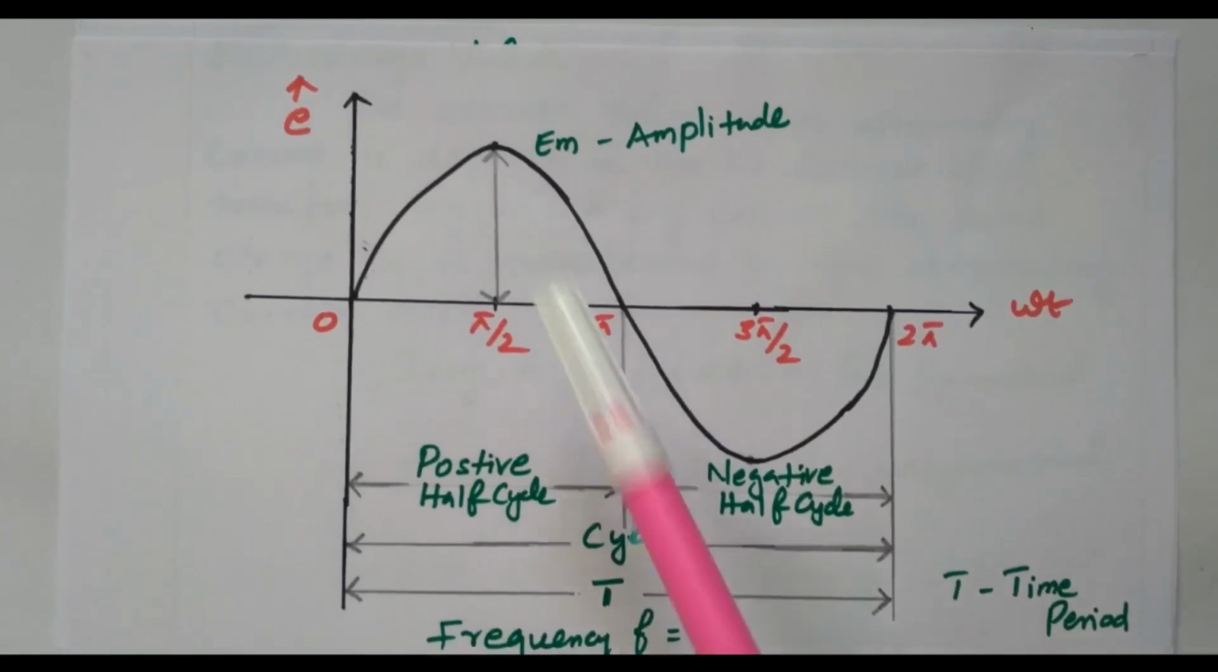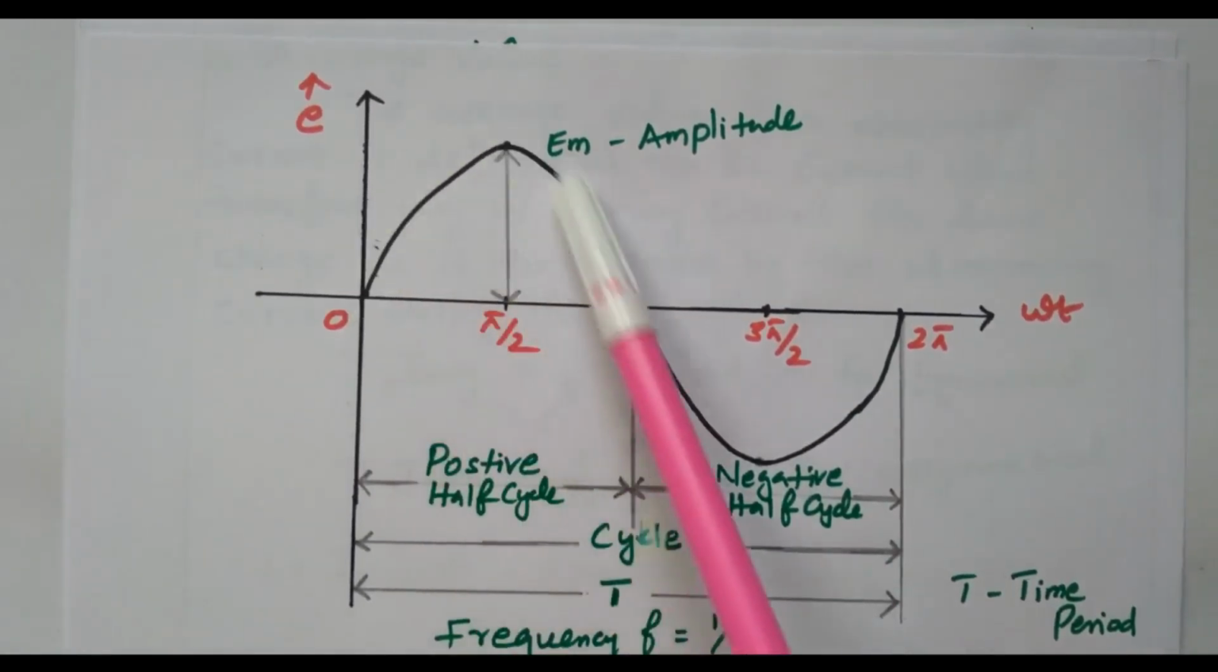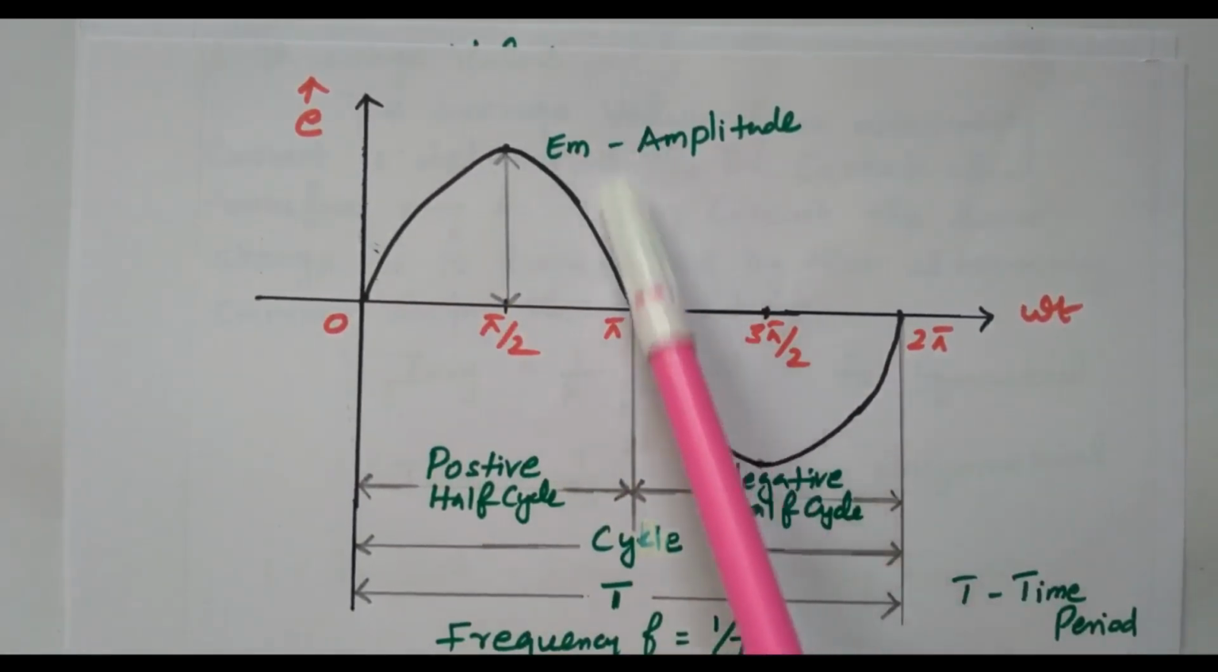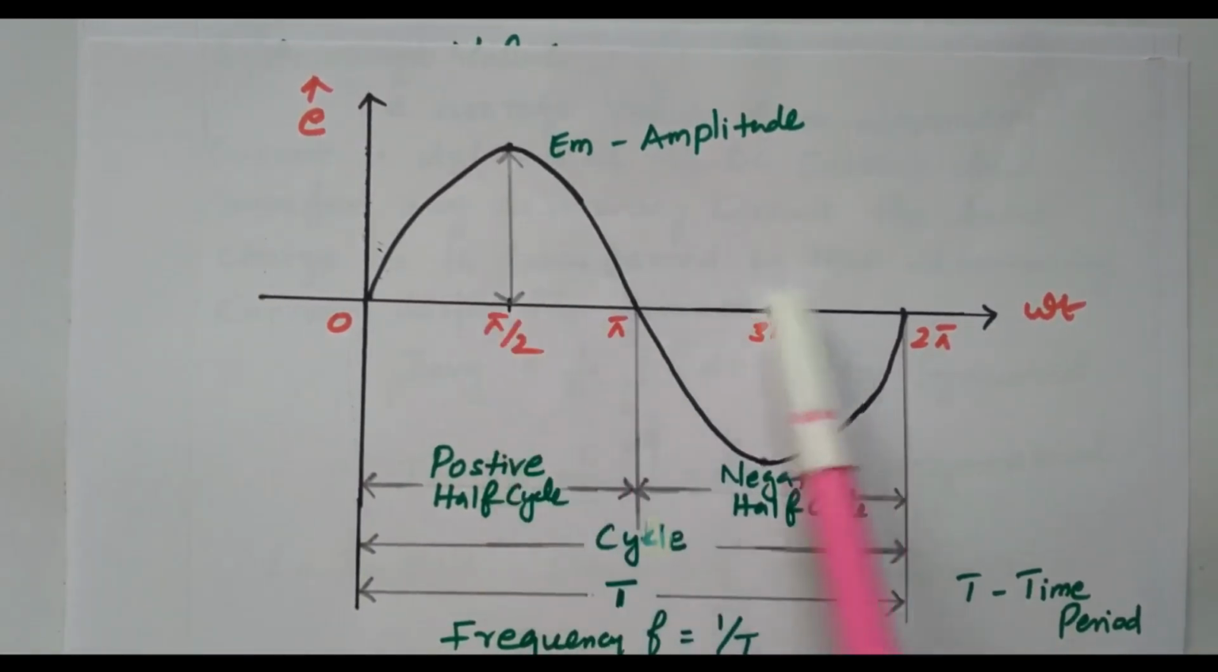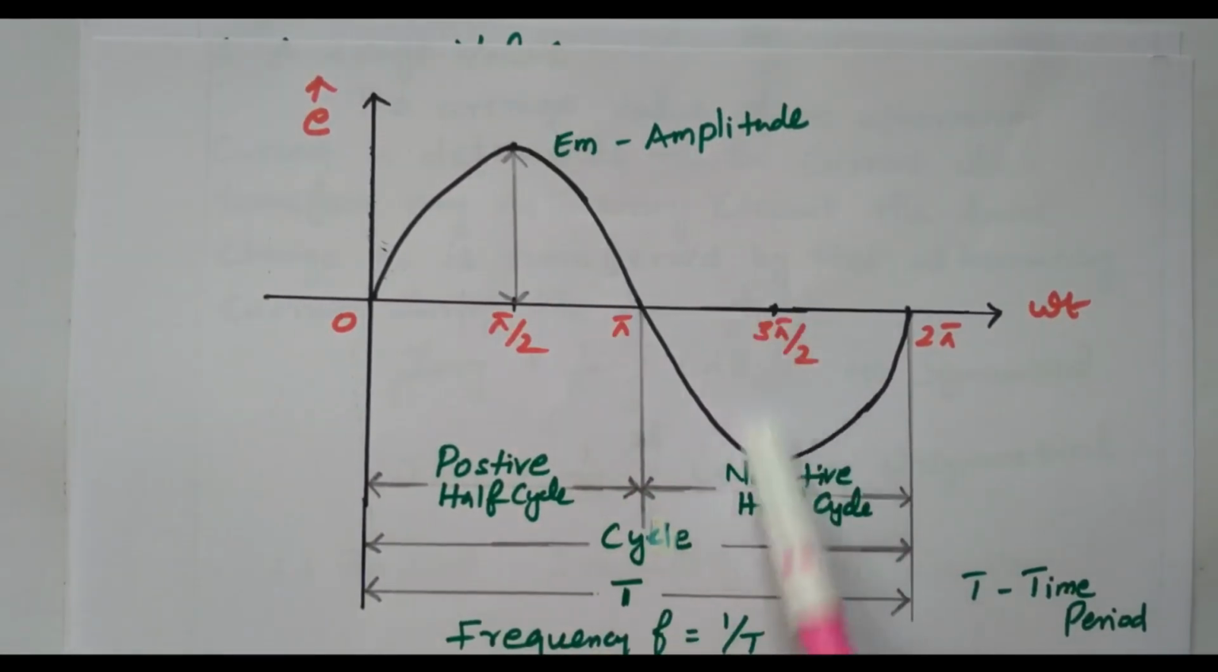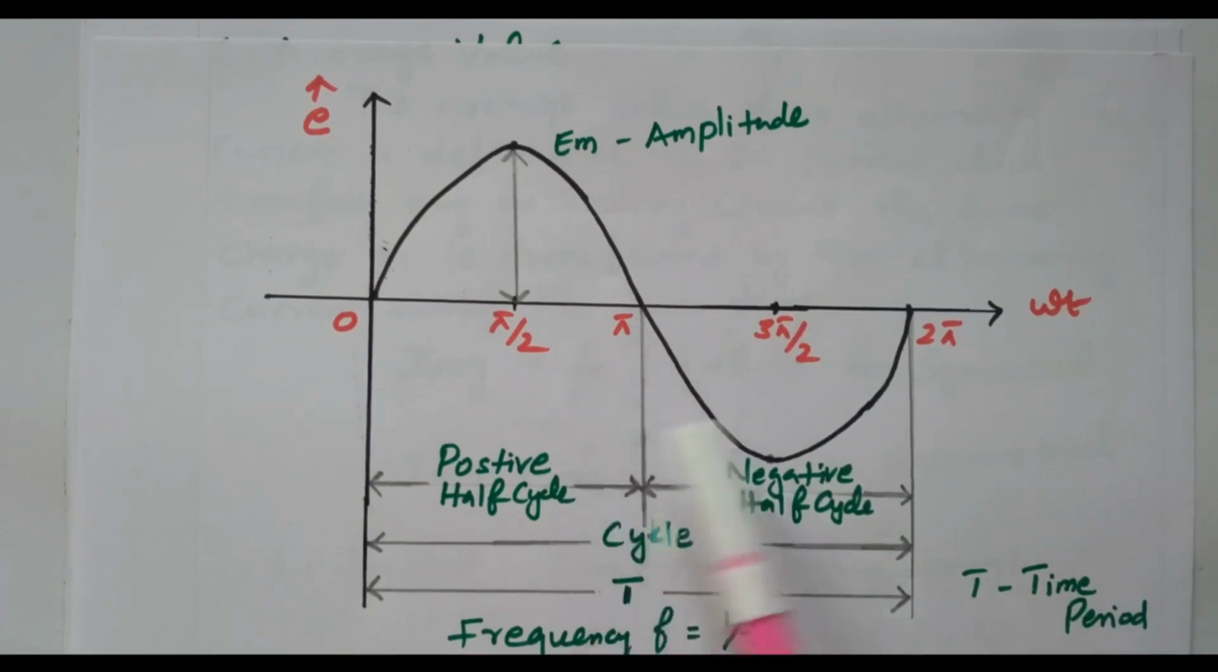So this is the symmetrical waveform. Here we have positive and negative. If you put one line here, both sides are equal. This is positive, this is negative. So that is called a symmetrical waveform.